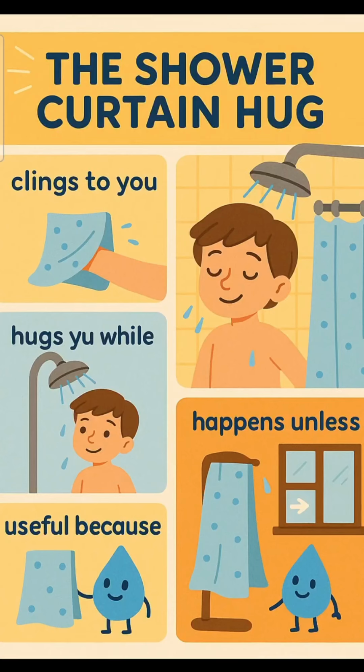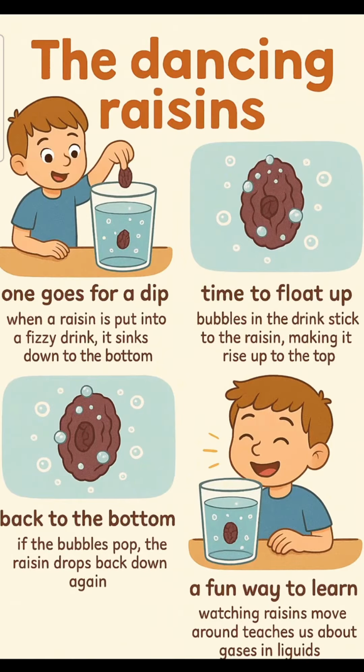When you take a shower, why does the shower curtain always billow inward and stick to you? This happens because the fast-flowing water from the shower head drives the air inside the curtain, creating a low-pressure area. The normal atmospheric pressure outside then pushes the curtain inward. This is known as Bernoulli's principle.